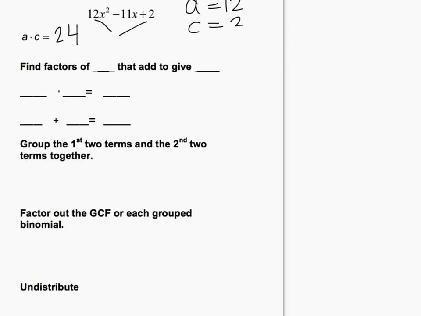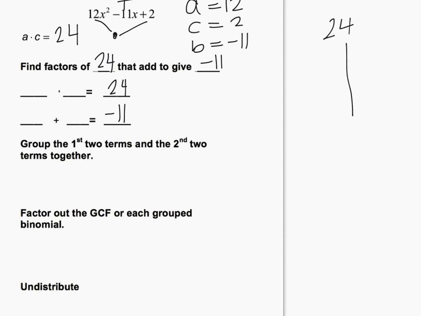And so I need the factors of 24 that would add up to the B. The B is negative 11, and add up to negative 11. So I need two numbers that would multiply to give me 24 and add up to give me negative 11. So something that would multiply to give me those and add to give me the middle term. Now, for me to find those numbers, let's think of all the factors that make up 24. So what multiplies to give me 24?